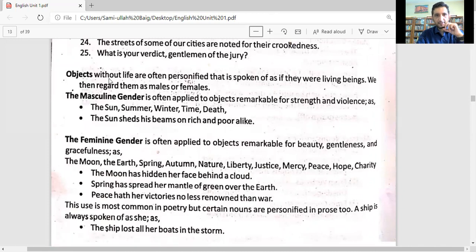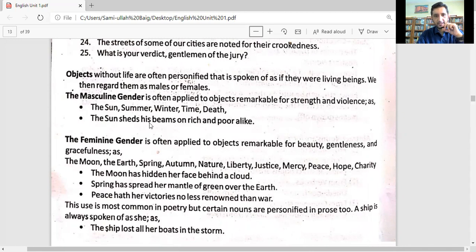Now here is something new. Objects without life are often personified, that is spoken of as if they were living beings. We then regard them as males or females. Now personification we had read in the poem. In the poem Blades of Grass, the poet had personified some leaves of grass. So when you personify a non-living thing, you have to assign it a gender as well, masculine or feminine.